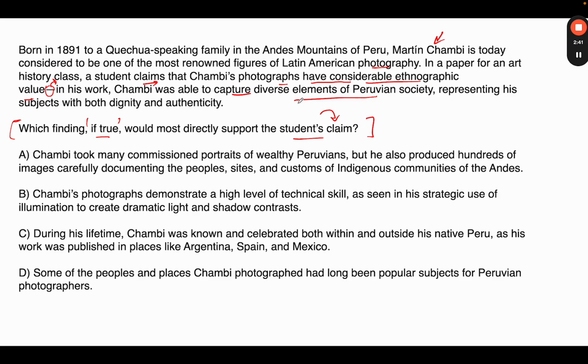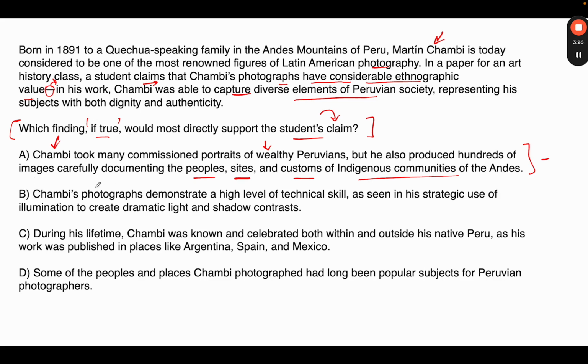Let's try to eliminate. We are looking for the incorrect ones. Whatever we are left with is going to be our right option. Let's look at A. Chambi took many commission portraits of wealthy Peruvians, but he also produced hundreds of images carefully documenting the people, sites, and customs of indigenous communities of the Andes. So basically from this option, it looks like this person Chambi took pictures of wealthy Peruvians but also captured hundreds of images of these indigenous communities, right? The people, sites, customs. So I already find something diverse about Chambi's photography in this option. However, I'm going to go ahead and look at B because I have got to eliminate my options.